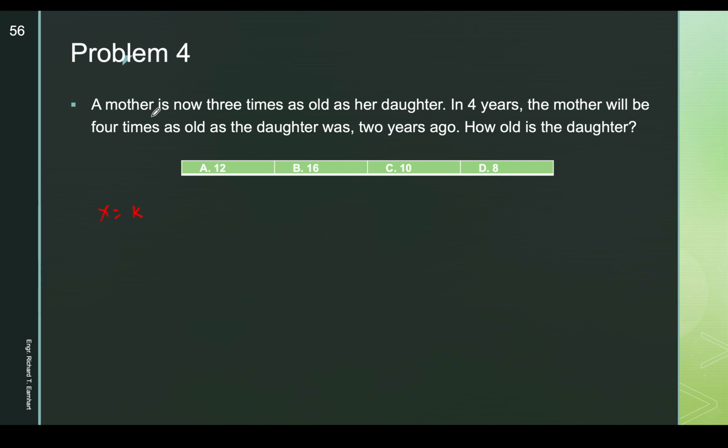A mother is now 3 times as old as her daughter. In 4 years, the mother will be 4 times as old as the daughter was 2 years ago. How old is the daughter?